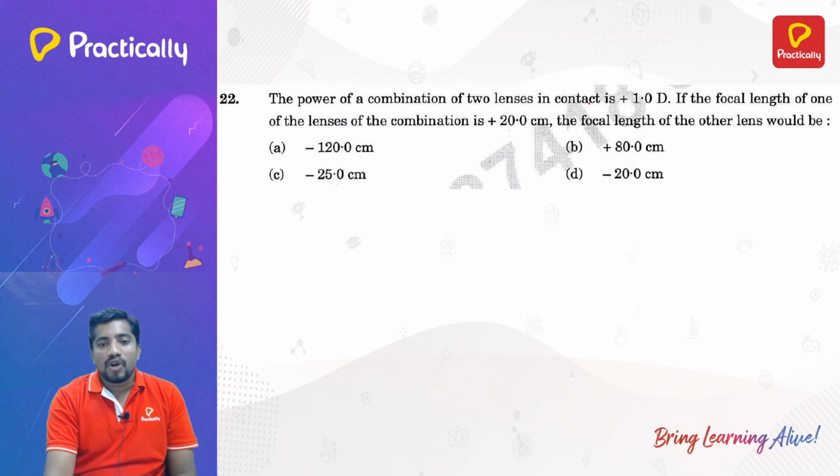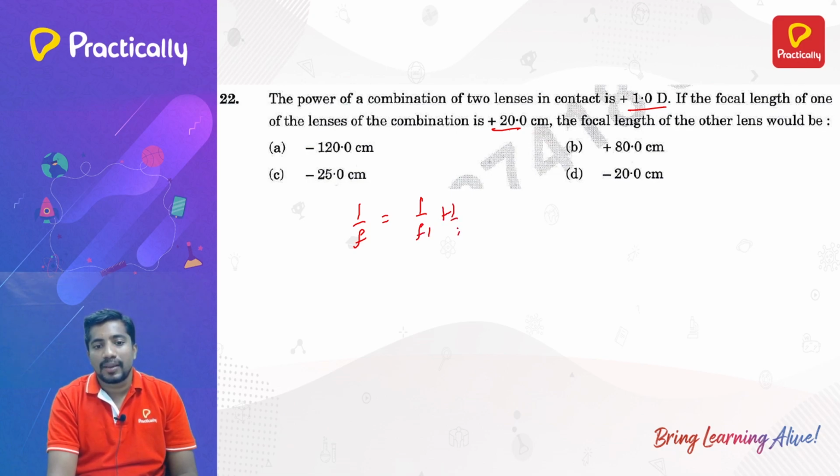22. The power of combination of two lenses in contact is 1D. They said positive. Okay, leave it. If the focal length of the one lens combination is 20 centimeter, focal length of the other lens would be. So the combination of the lens formula, 1 by f equals 1 by f1 plus 1 by f2, I'll apply. In terms of power you can write P equals P1 plus P2 also, no issues.